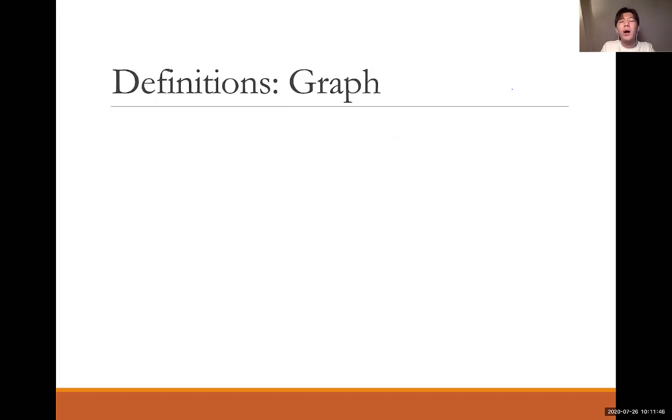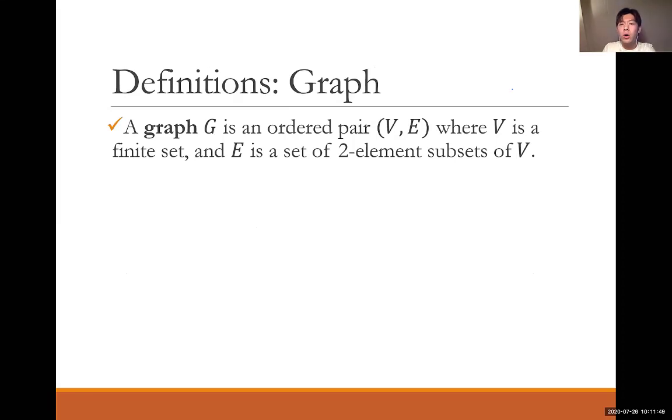So first, what is a graph? A graph is actually an ordered pair (V, E), where V is a finite set and E is a set of two-element subsets of V. In other words, V is the vertices or the cities in our map. By saying a finite set, we want to show that there are finitely many cities or vertices in this graph. And then E, which stands for edges, is simply a set of two-element subsets of V, which means that every edge connects two cities, or two vertices.